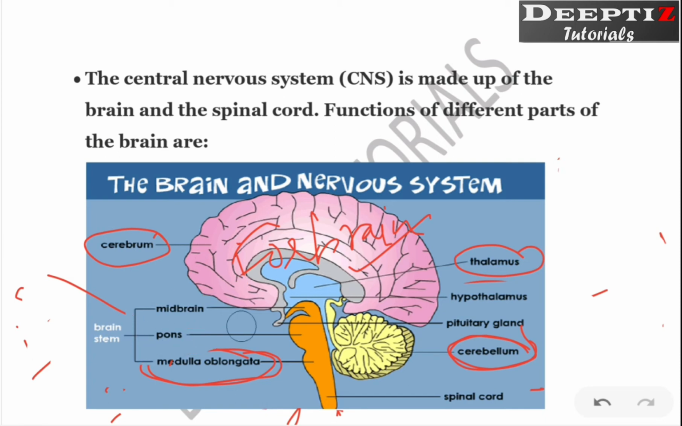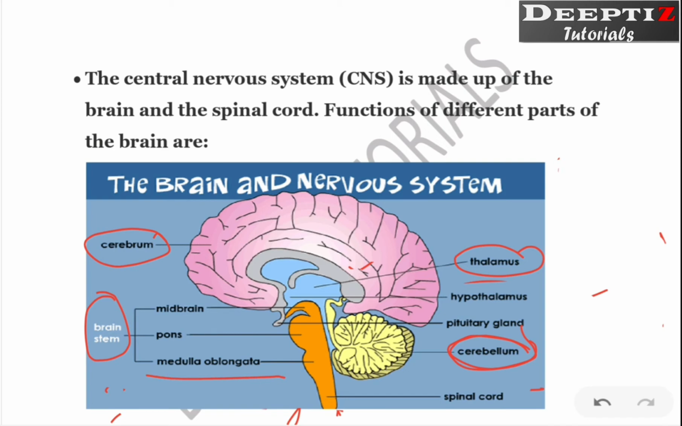Now one of the most important things you have to remember here is the term brain stem. What is this brain stem made up of? Medulla oblongata, pons varoli and midbrain together are termed as the brain stem. We will see the function and all. So the brain stem is actually midbrain plus hindbrain, but we are not counting the cerebellum there. So the brainstem is made up of midbrain, pons and medulla.